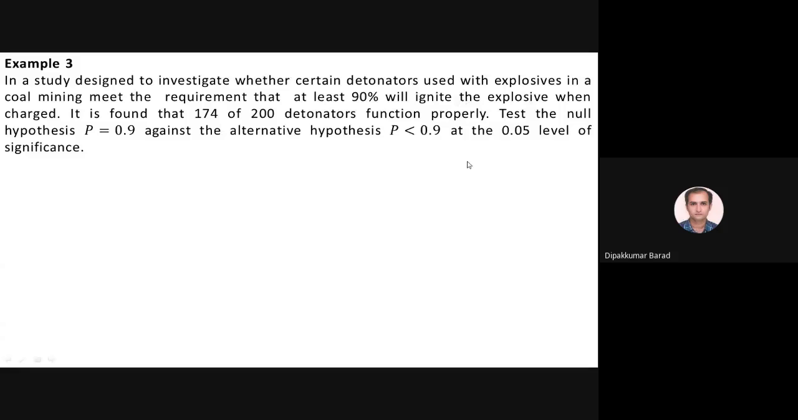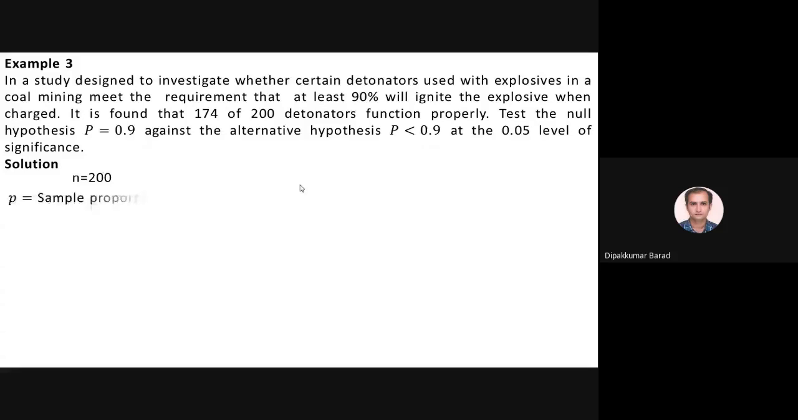Now test the null hypothesis p equal to 0.9 against the alternative hypothesis p less than 0.9 at the level. So in the example, we are already given this null hypothesis and alternative hypothesis. And here we also said 90%. So the mining requirement is at least 90%. So the population parameter we have is 0.9, and n we have is 200 here.